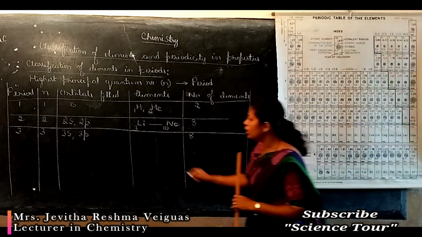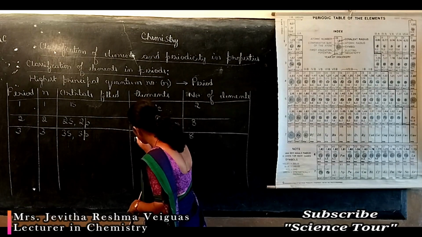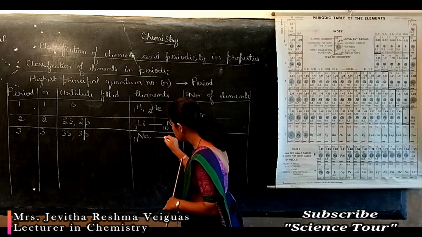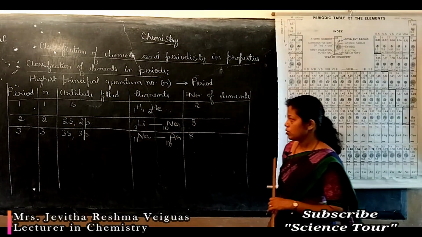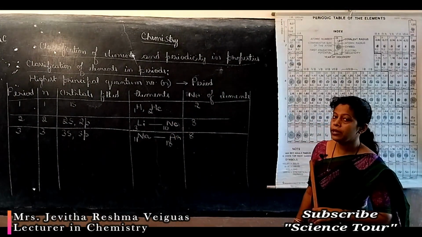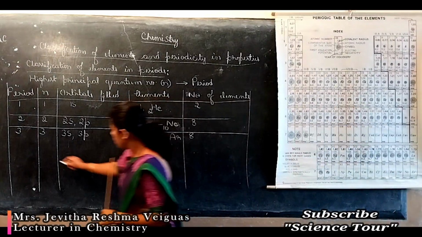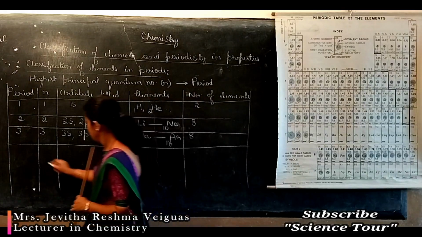Means third period starts from sodium, Na, whose atomic number is 11, ends with argon, whose atomic number is 18. So these are the 8 elements possible in period 3. Next, coming to period 4.